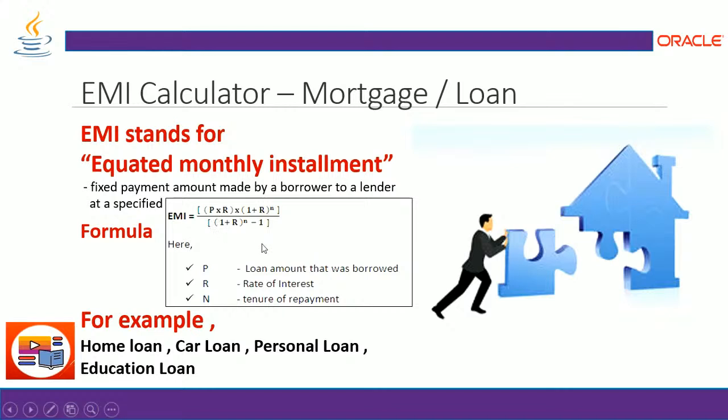P is the loan amount that was borrowed, R is the rate of interest, multiplied by (1 plus the rate of interest) to the power of n, which is the tenure of repayment, divided by (1 plus the rate) to the power of n, that is the tenure of repayment, subtracted by 1. So all we need is to implement this formula to get the equated monthly installment. This can be used in many places, like a home loan, car loan, personal loan, education loan, and many more, which are provided by all kinds of banks and financial services these days.